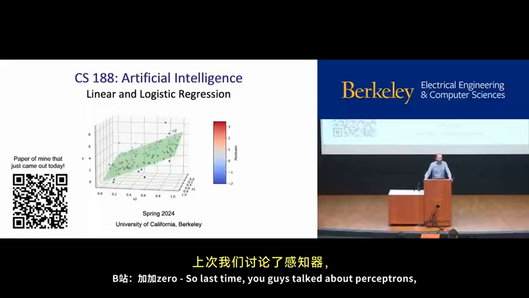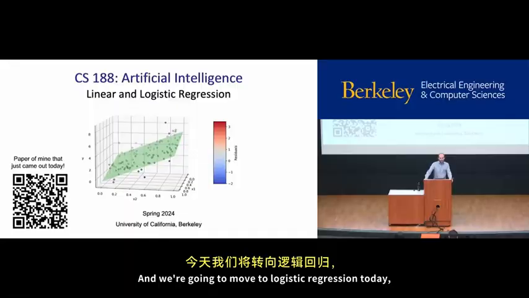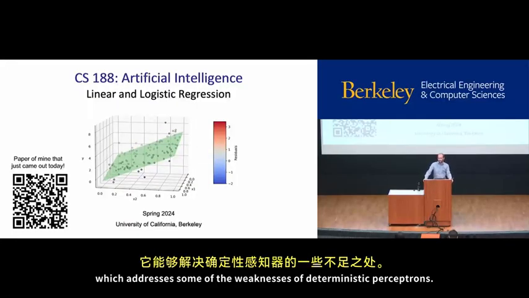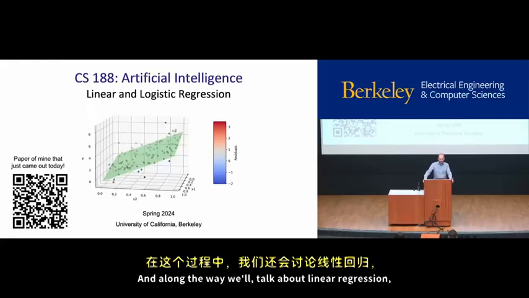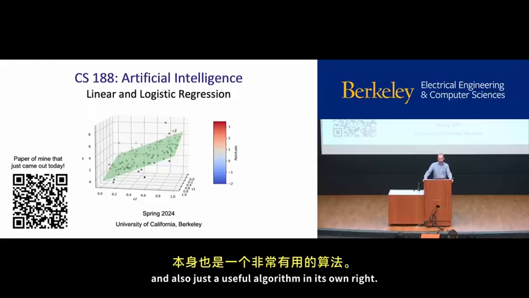So, last time you guys talked about perceptrons, which is a way of classifying data points into different categories. And we're going to move to logistic regression today, which addresses some of the weaknesses of deterministic perceptrons. And along the way, we'll talk about linear regression, which is kind of an important tool for understanding it, and also just a useful algorithm in its own right.